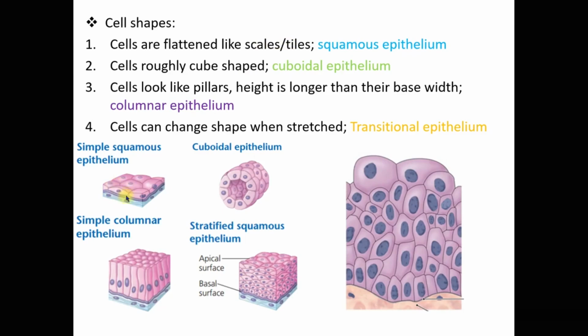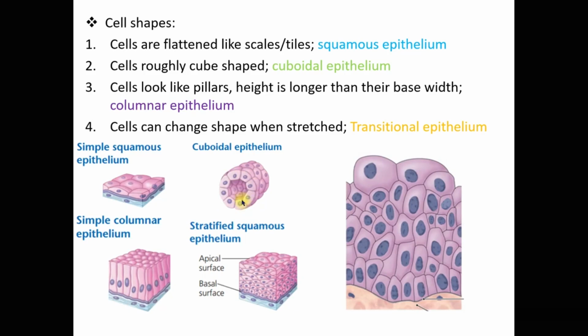Since this squamous epithelium is flattened in only one cell layer, this covering epithelia is known as the simple squamous epithelium. Right, it's like a repeat of the previous one. Now, if the cells are roughly cube shaped, those cells are known as the cuboidal epithelium. The cuboid shape, you can see it here.